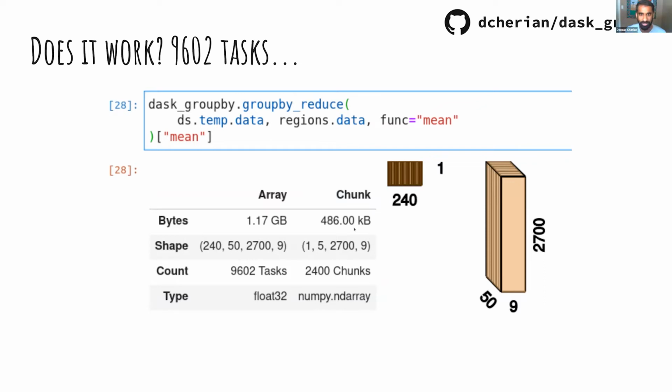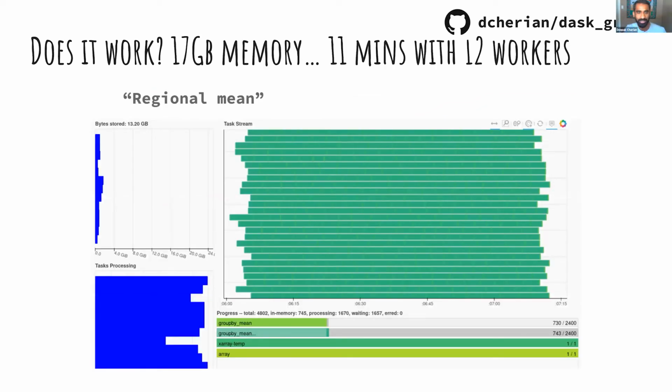And then when you try to compute it, it looks amazing. The task stream is great. There are no white gaps. The cluster does really well. The memory usage is really low. At this snapshot, it was 13 gigabytes.